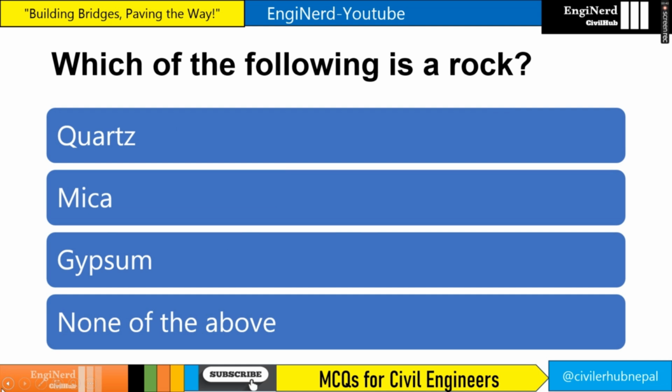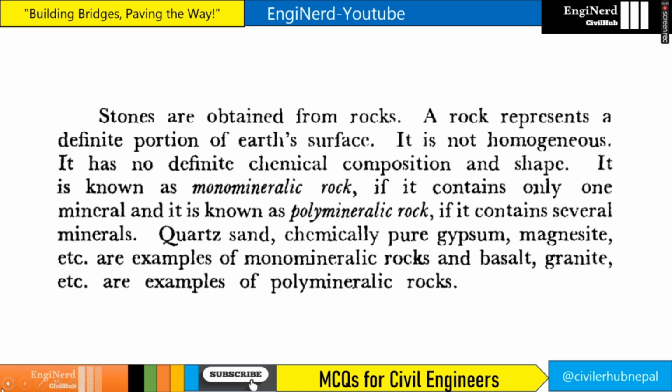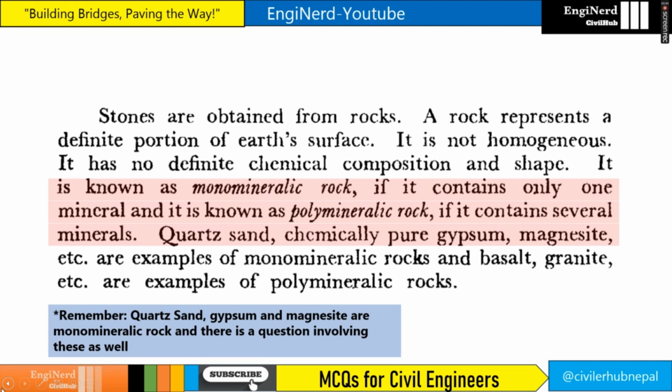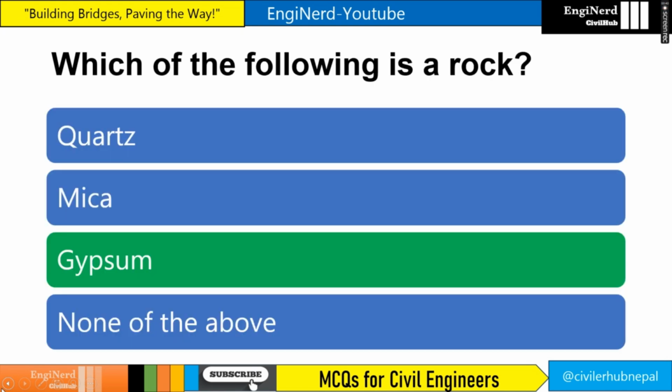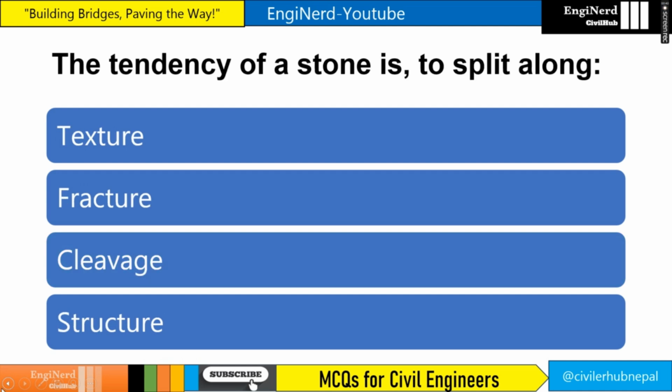So in these, quartz, mica, and gypsum, if you see, it is known as monomineral rock if it contains only one mineral, and it is known as polymineralic rock if it contains several minerals. So quartz, sand, chemically pure gypsum, magnesite, etc. are monomineralic rock, and basalt, granite, etc. are some examples of polymineralic rock. So you need to remember that quartz, sand, gypsum, and magnesite are monomineralic rock, and there is a question involving these as well. So the answer for this particular question is gypsum.